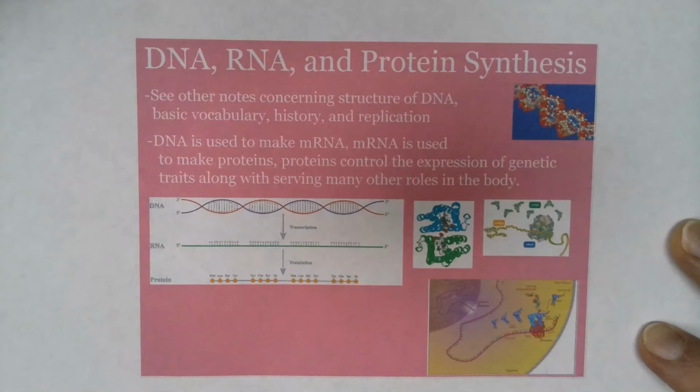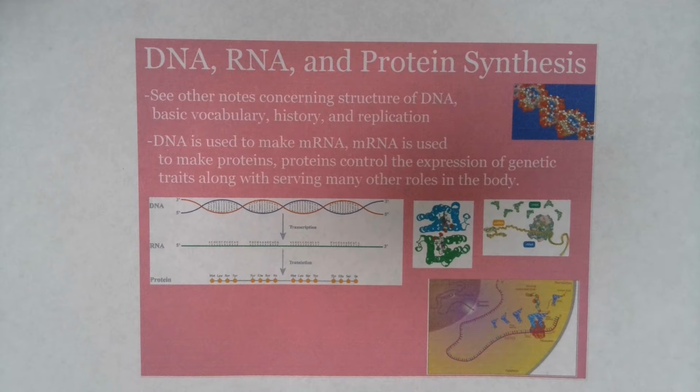Okay, so we know DNA is in the form of the double helix. Adenine always bonds with thymine in the center of the double helix, and guanine always bonds with cytosine in the center of the double helix. And sugars, deoxyribose sugar and phosphate groups alternate along the backbones.